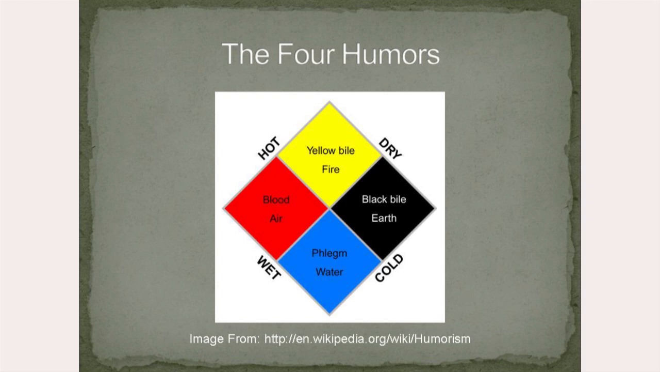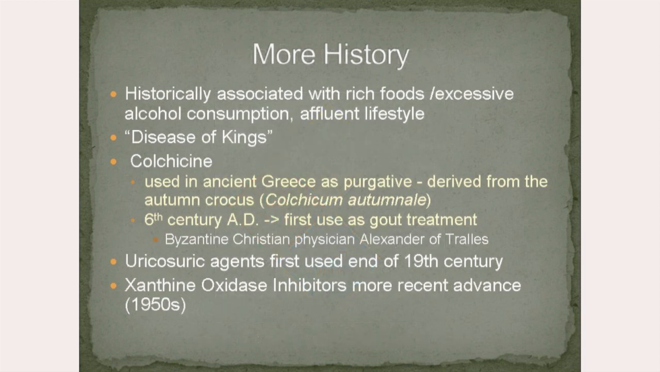And these are actually the four humors. I discovered this in preparing for this talk. I hadn't really realized what these were, but in the old days, health was determined by the balance of these things, including yellow bile, blood, phlegm, and black bile, which is sort of an interesting historical point. Basically, gout has always been considered a disease of kings because it's been associated with excessive food intake, alcohol intake, rich foods, affluent lifestyle.